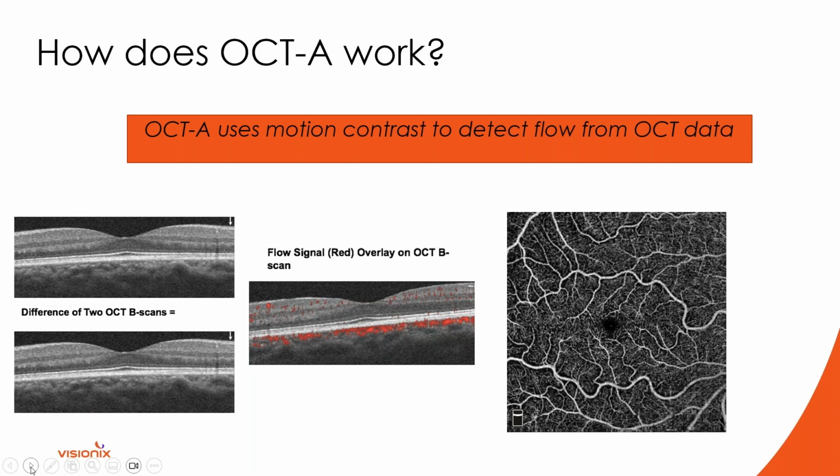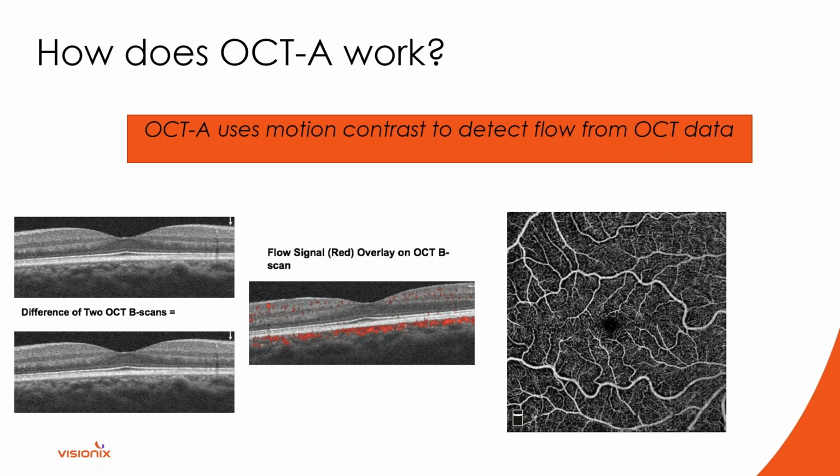So it's based on the premise that the retina is, let's say, a stationary object. The only thing that should be moving within the retina is red blood cells, not retinal blood vessels, red blood cells. So what we do here is we take sequential B-scan images, which you can see on the left here, two or more depending on the technology.